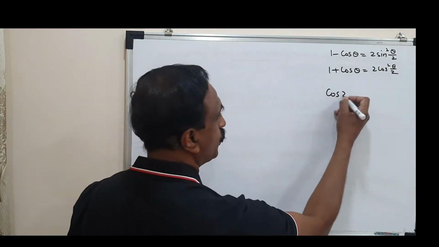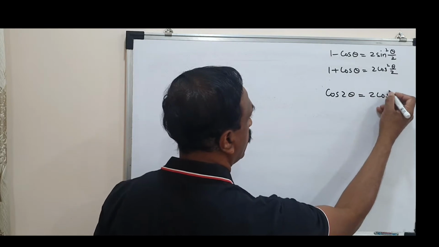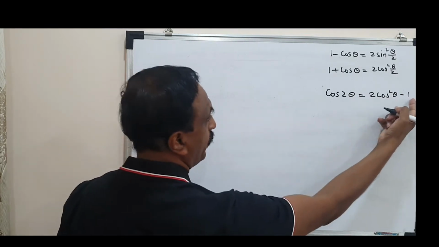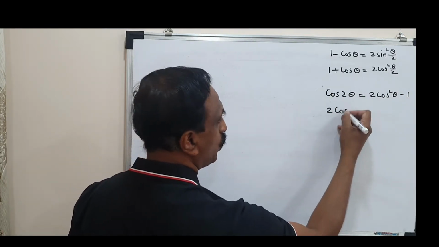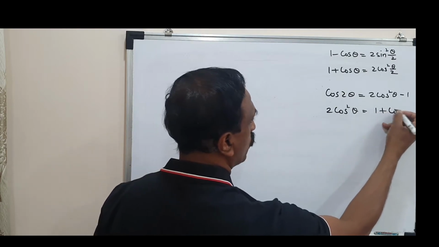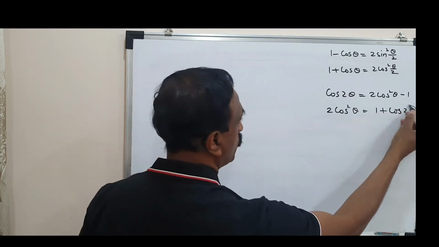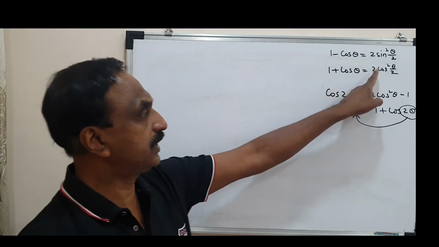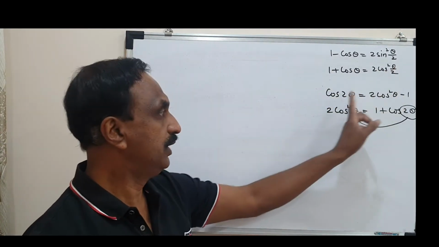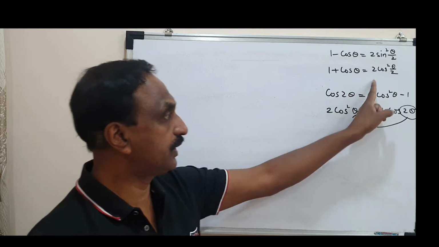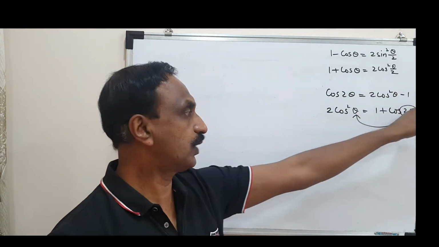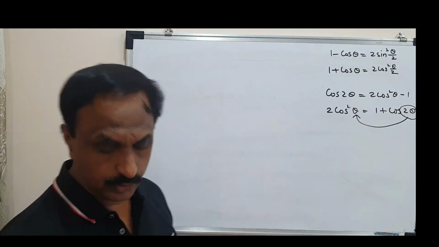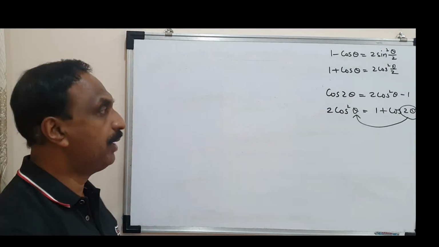We know that cos 2 theta is 2 cos square theta minus 1. So if you bring 1 to left hand side, 2 cos square theta is 1 plus cos 2 theta. What happens to the angle here, 2 theta? It becomes half. That's how 1 plus cos theta became 2 cos square theta by 2. Same way we have another formula, cos 2 theta is 1 minus 2 sine square theta. From that we get this formula. So these two formulas you need to remember.